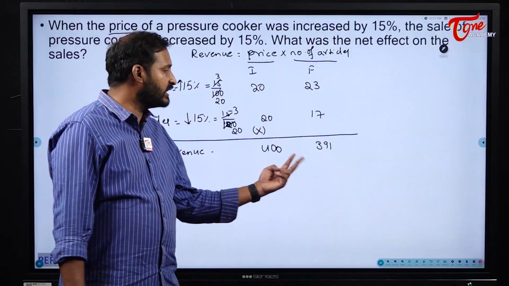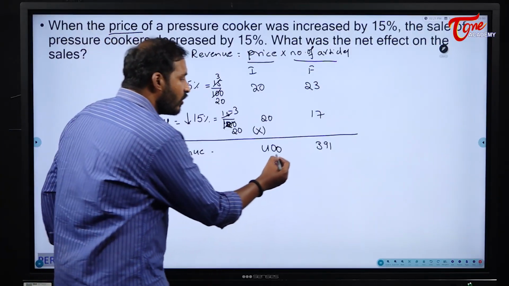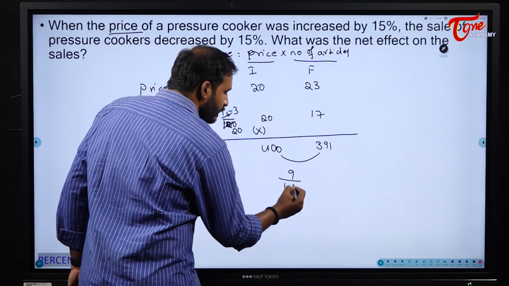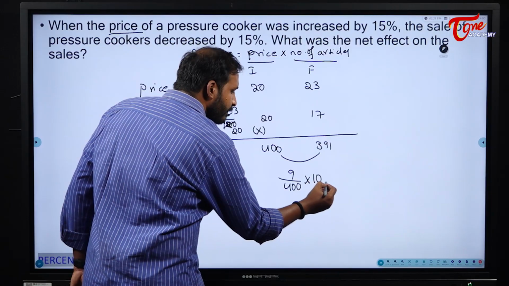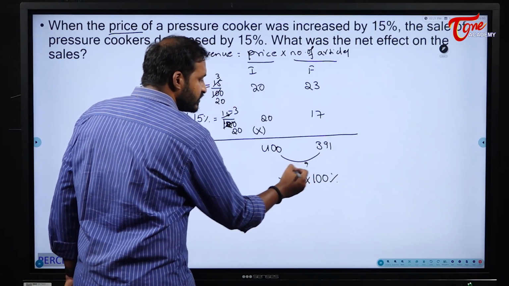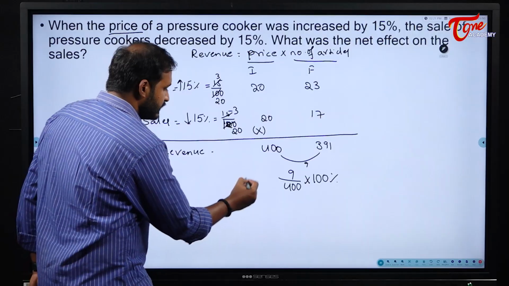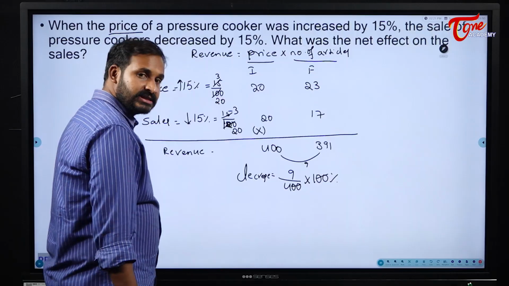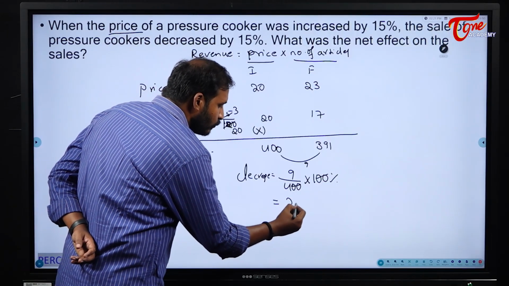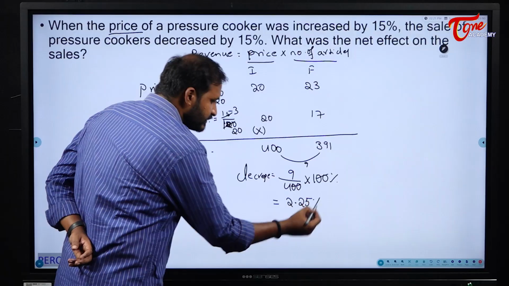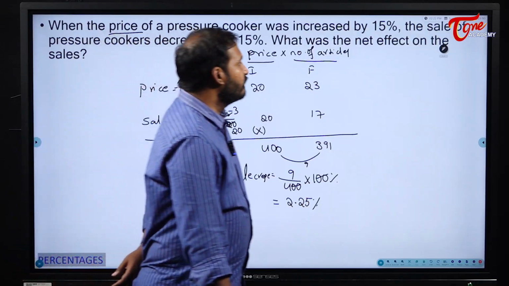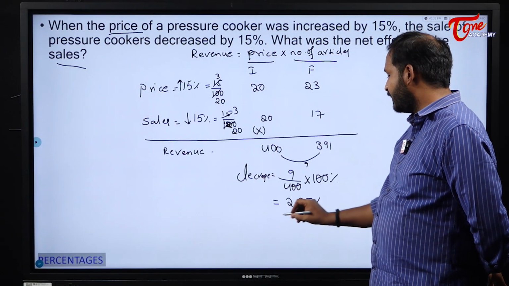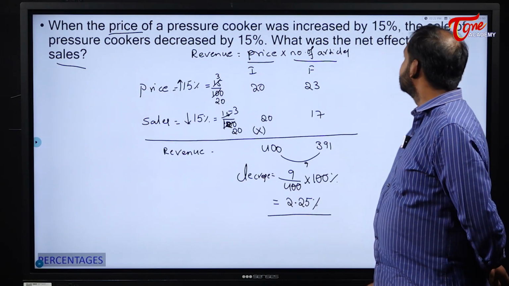So is there an increase or decrease in the value? Definitely a decrease. How much did it decrease? It decreased by 9. So what will you write? 9 by 400 into 100%. The difference between these two is 9, so I am taking that 9. The revenue decreases by, so 2 zeros get cancelled, 9 by 4, what will you get here? 2.25%.